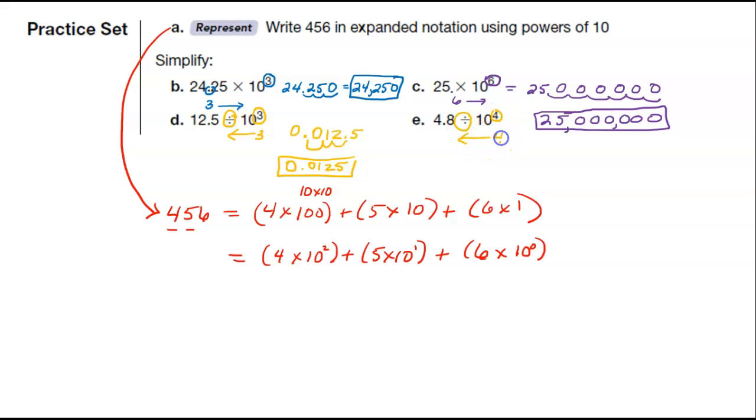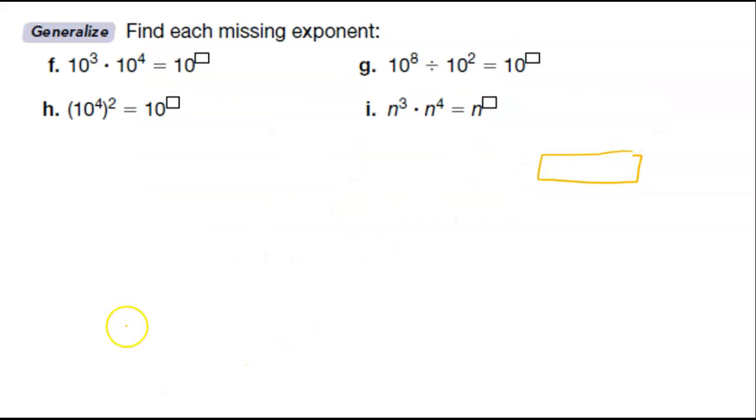And then lastly, 4.8 divided by 10 to the 4th, which means I'm going to move it 4 places this way. So let me have my 4.8. There's my point. 1, 2, 3, and 4. So I'll have 0.2348 as my answer.